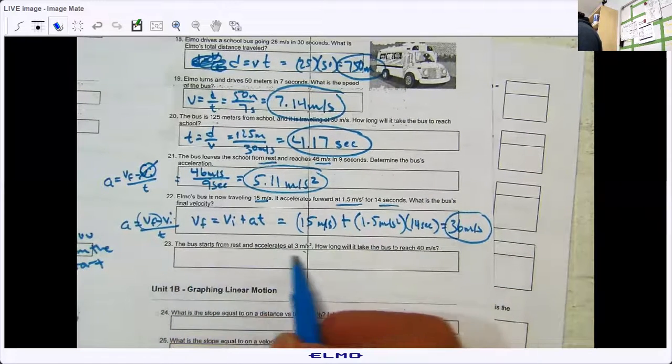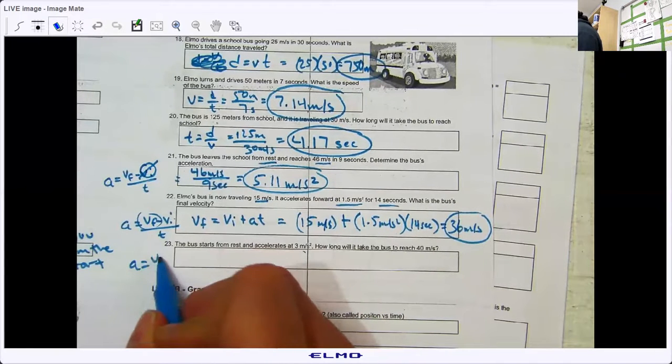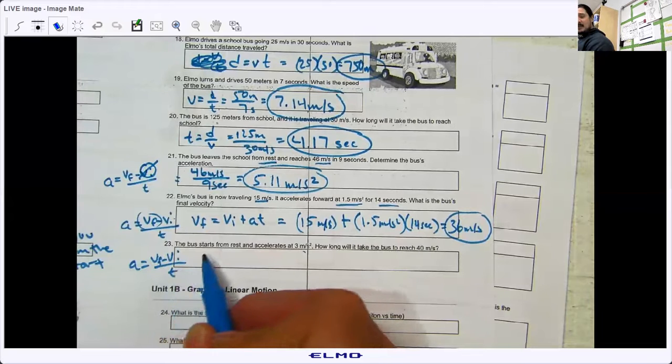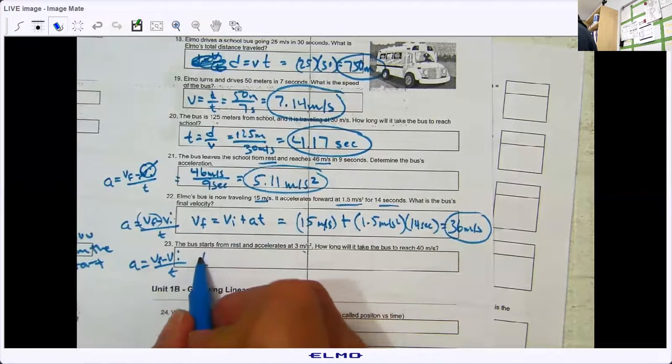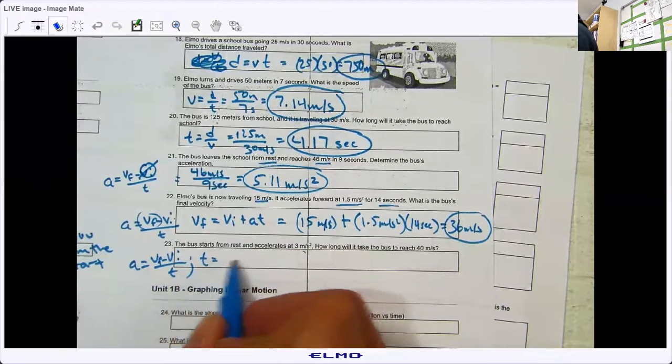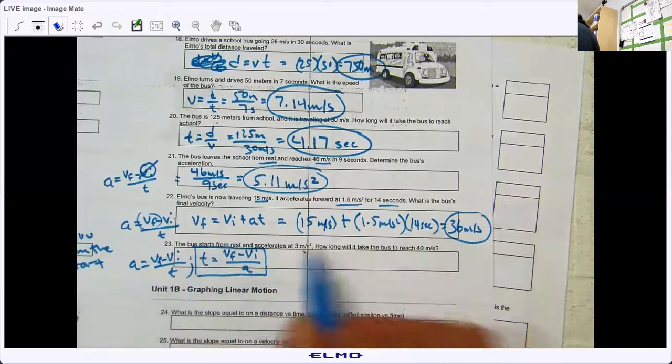Bus starts from rest, it accelerates. How long will it take? So if we're going to do acceleration, it's final minus initial over time. Well, we'll multiply by time on both sides, and then we have to divide by acceleration. What we end up with is time is equal to final velocity minus initial velocity over acceleration. This is our equation that we're going to use.